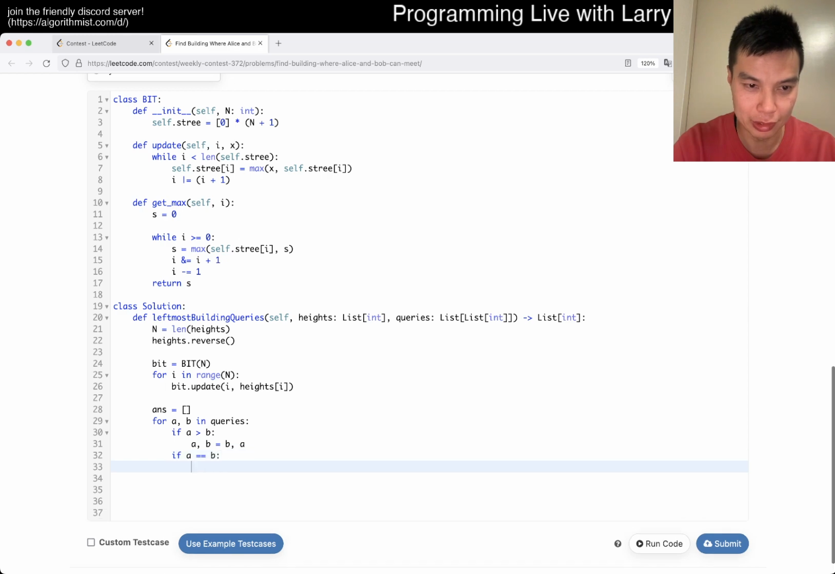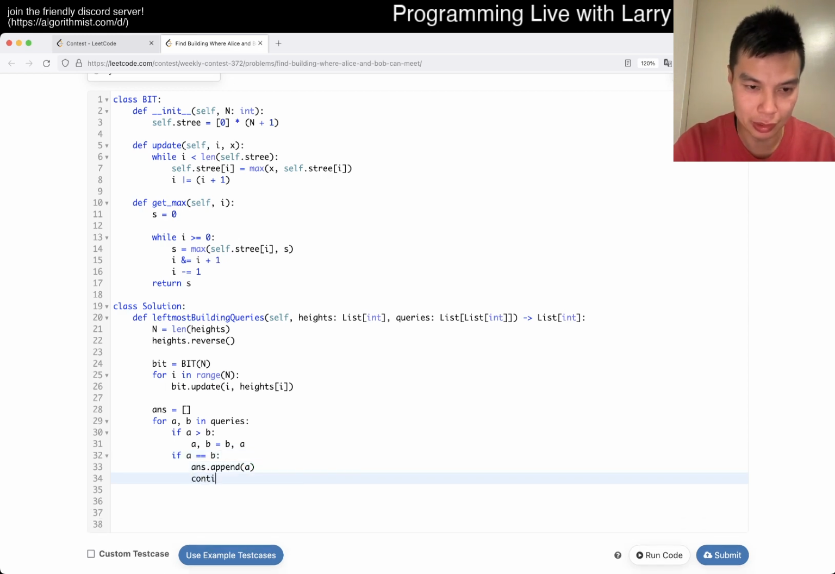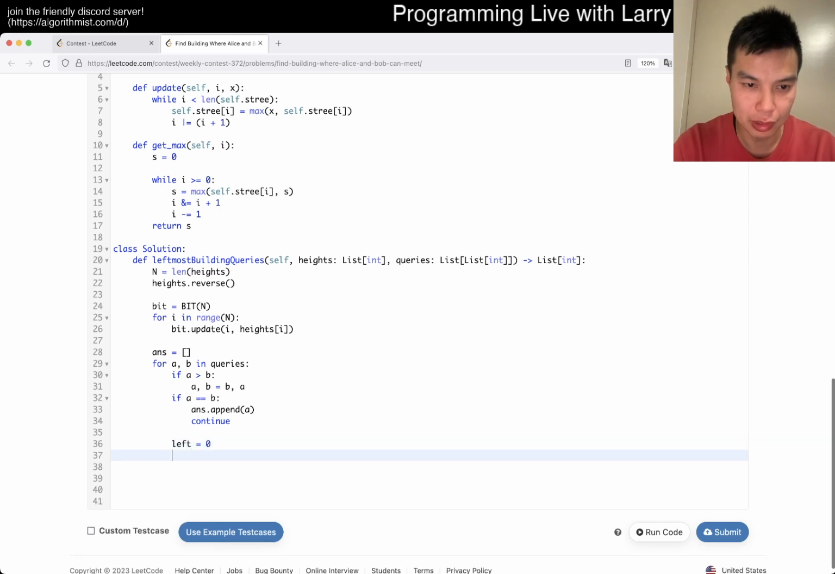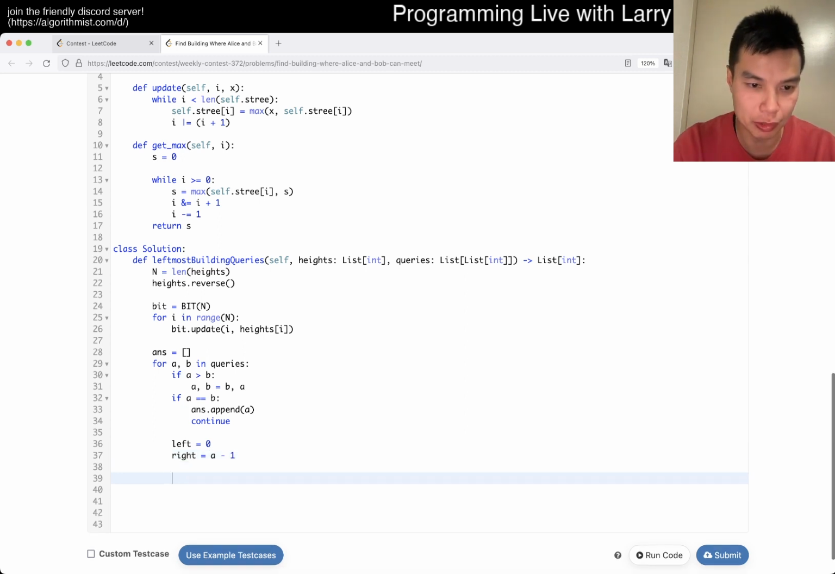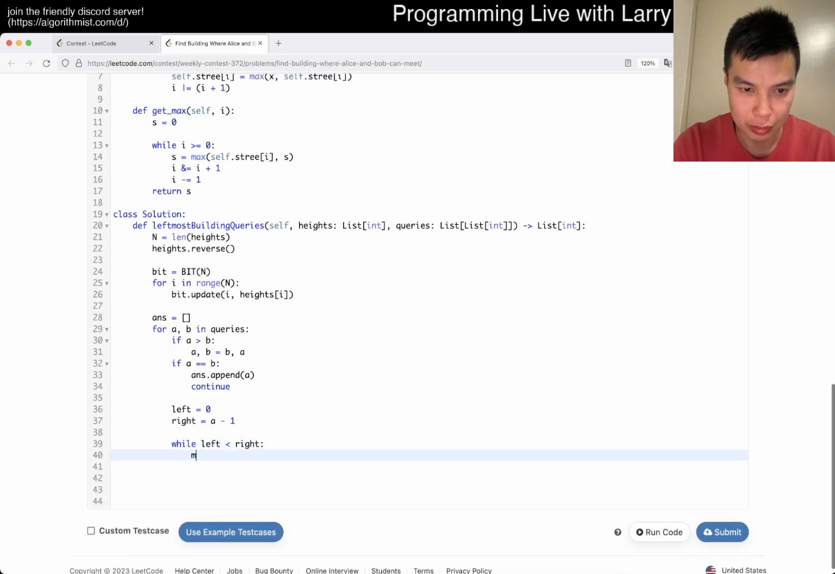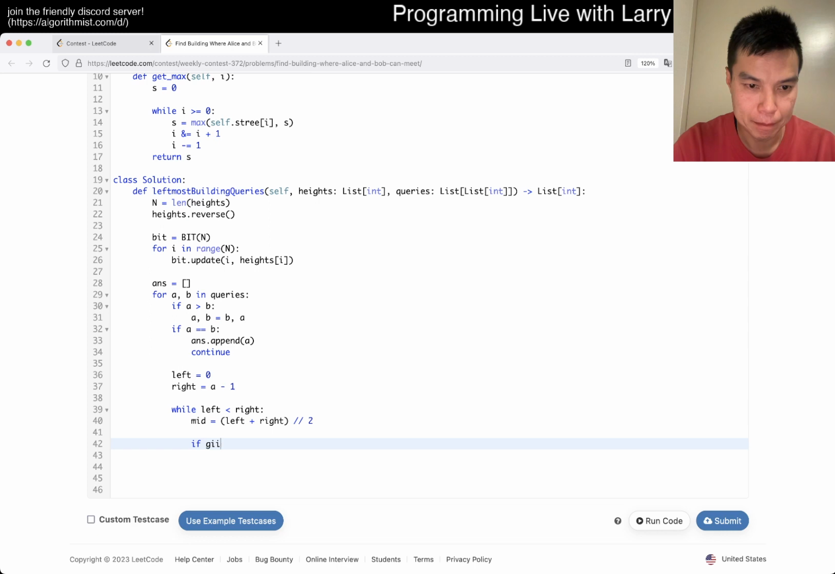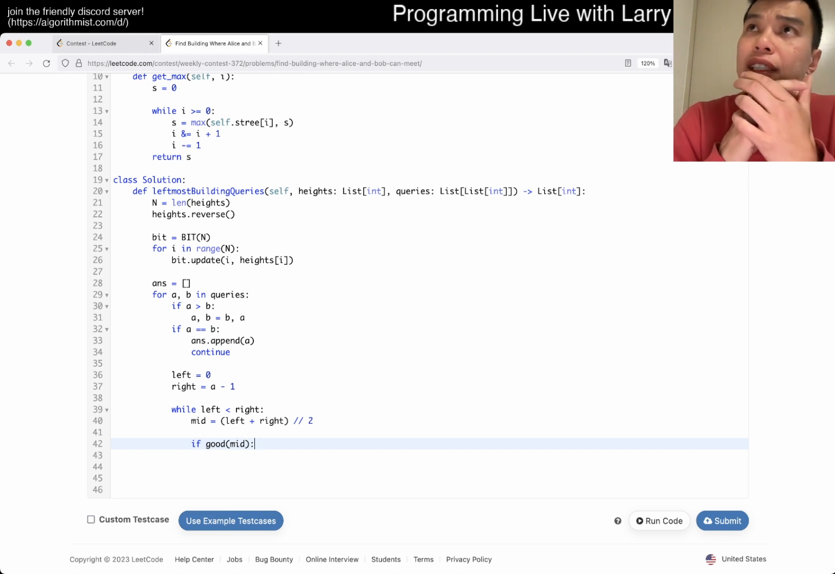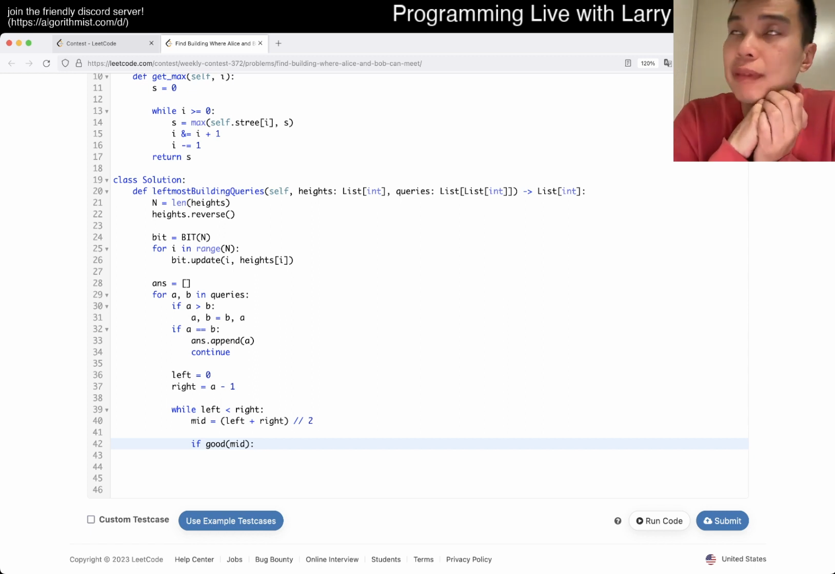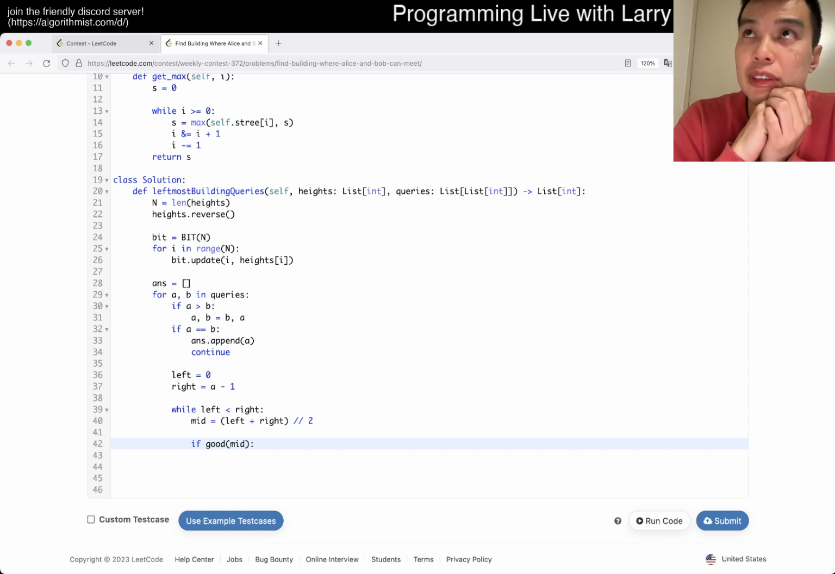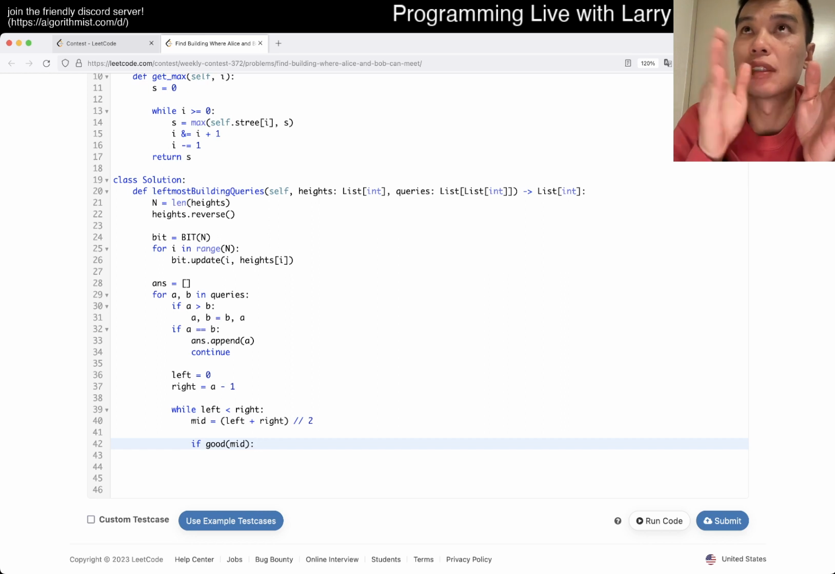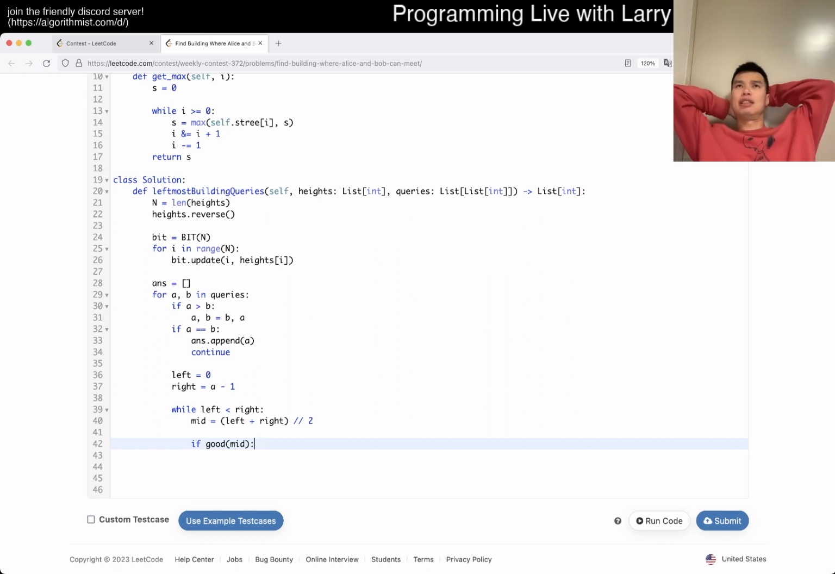Then if A, continue. Otherwise, left is 0, right is 0 to A minus 1, because we want to keep it inclusive. Okay, so if this number contains the max, then we want to try to look. Is this right? Am I doing something silly? So it already contains it. No, I'm doing it wrong. This isn't quite right, is it?